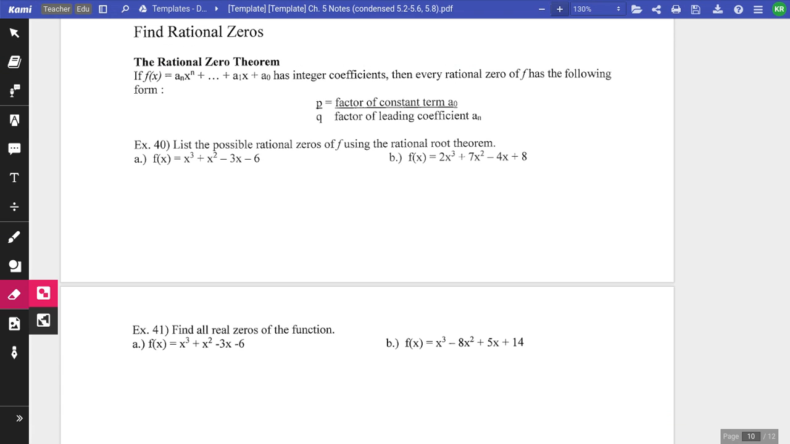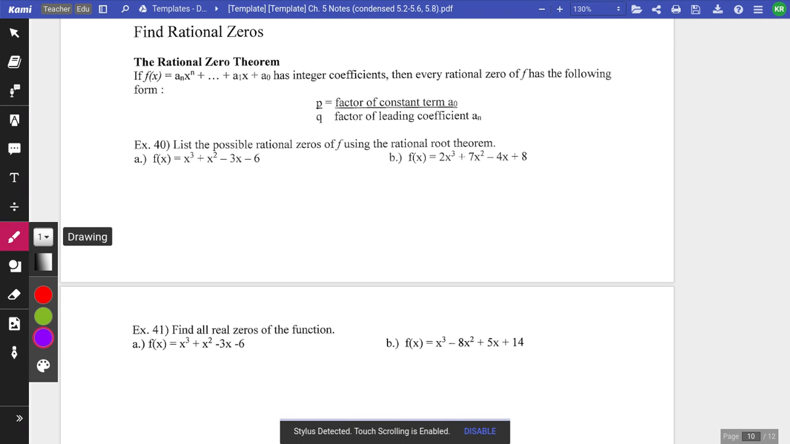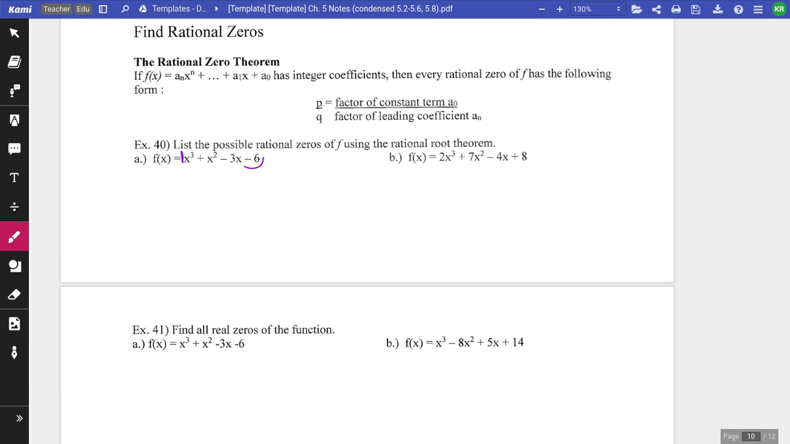Okay, so for A, 1 is your leading coefficient, -6 is your constant. Your P's are going to come from -6, your Q's are going to come from 1, and then we divide them, P over Q. So P, what are factors of -6? Anything that would multiply to give you -6. So it could be a 1 and a 6, or a 2 and a 3. Those are all possible factors of 6.